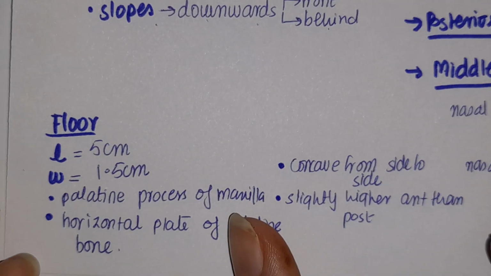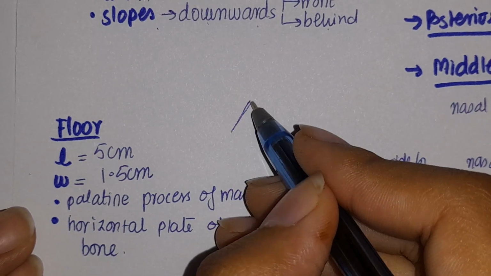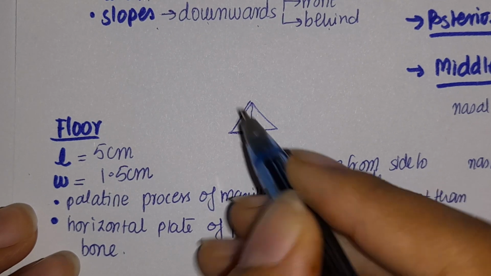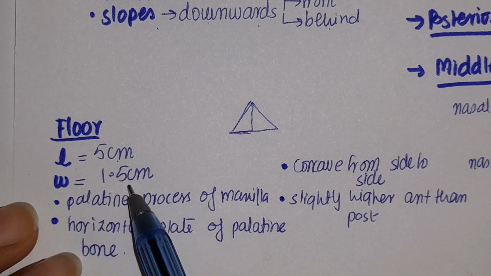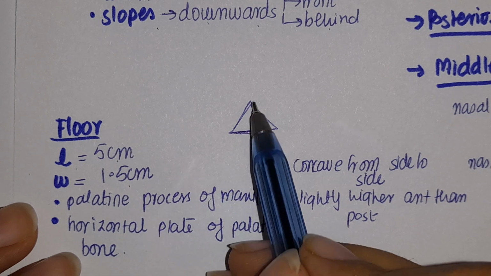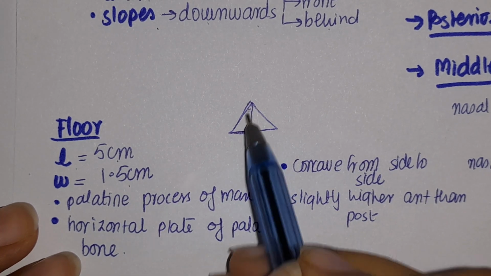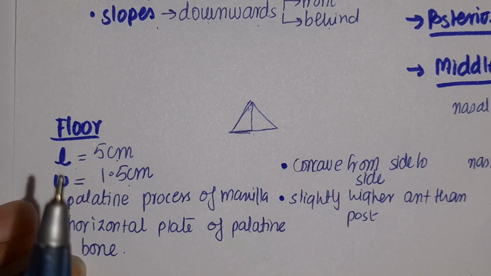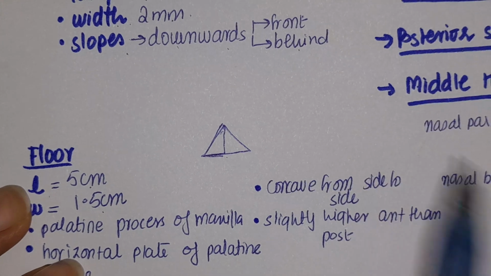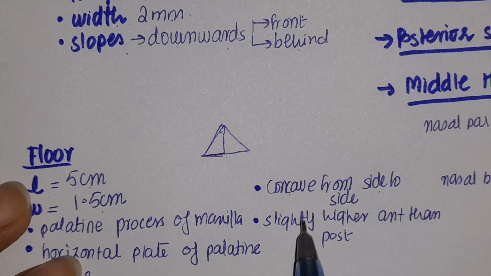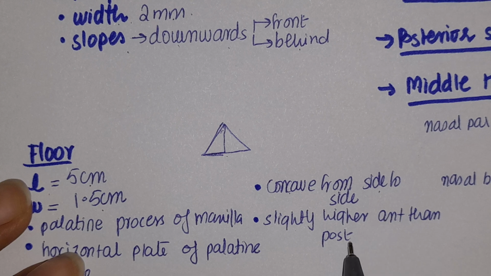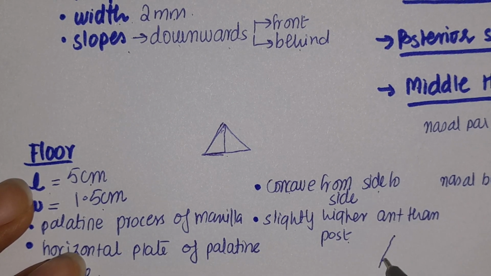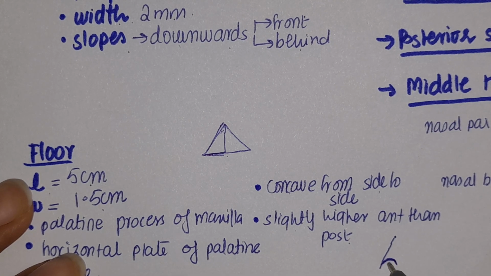Now we will talk about the floor. So as you know, this was our nose, and it has a floor whose length is 5 centimeters whereas the width is 1.5 centimeters. So it means in the superior portion, in the roof, the width was less, but in the floor the width is more but the length is less. Now it is mainly formed by certain bones, but first of all we should know it is concave from side to side, and also it is slightly higher anteriorly than posteriorly. For example, if you look at the nose, you can see something like this. So it means it is higher anteriorly than posteriorly.